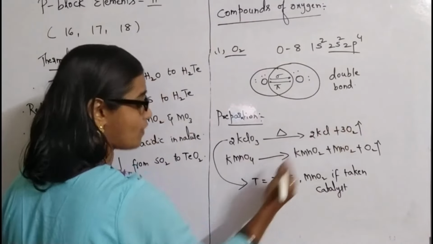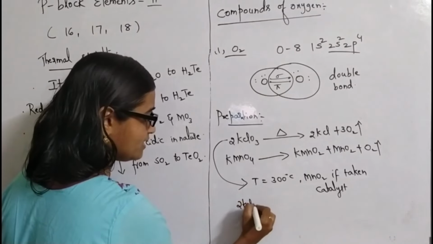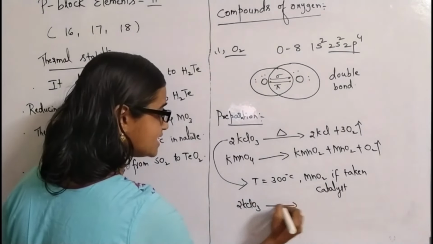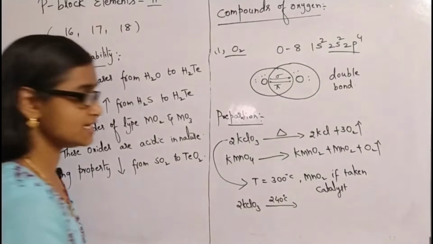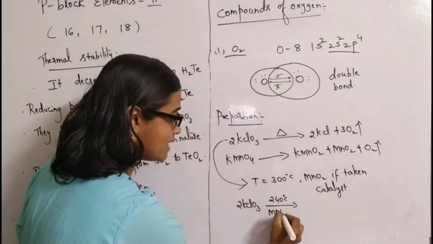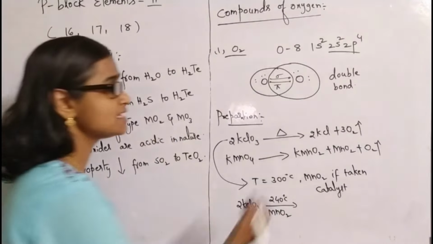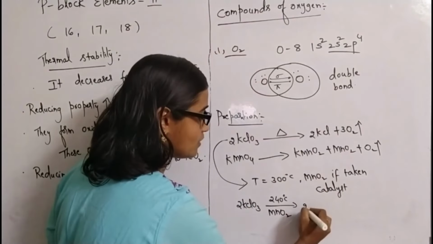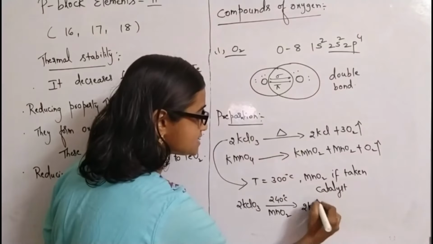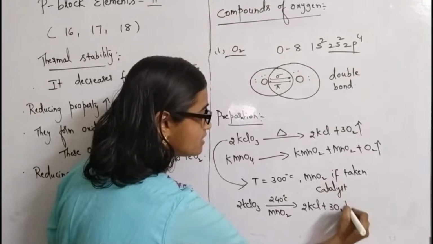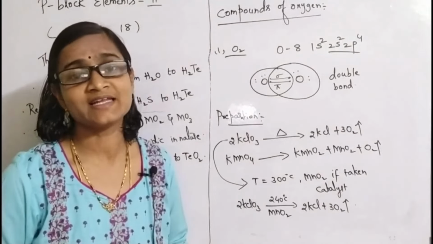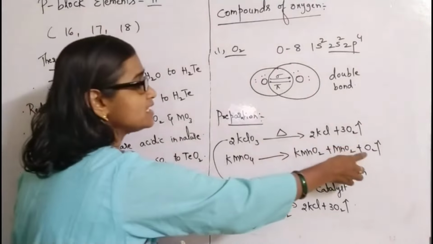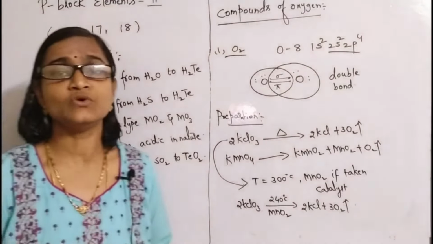That means release of oxygen gas can be obtained even at 240 degrees centigrade only. You need not heat it up to 300 degrees centigrade. In presence of what? Manganese dioxide as catalyst, liberation of oxygen gas can be obtained at 240 degrees centigrade only. So here manganese dioxide acts as what? Catalyst. Here, how can you say that the gas liberated is oxygen only?